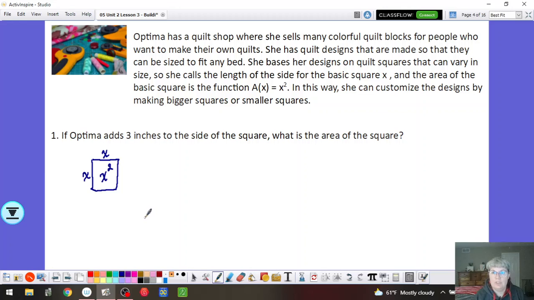In this way, she can customize the designs by making bigger squares or smaller squares. So if Optima adds 3 inches to the side of the square, what is the area of the square? So here is our basic square, and she's going to add 3 inches.